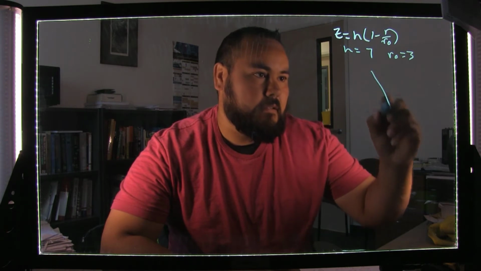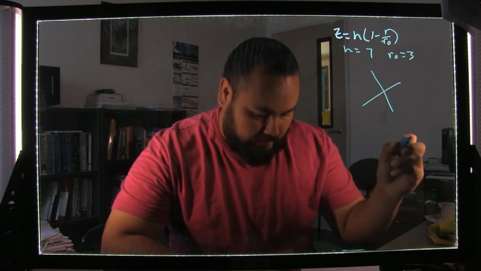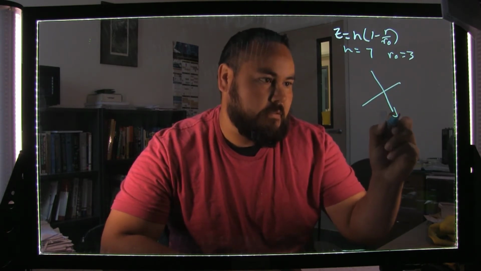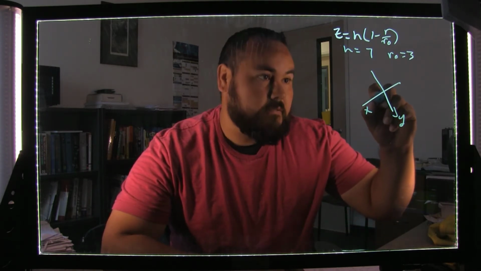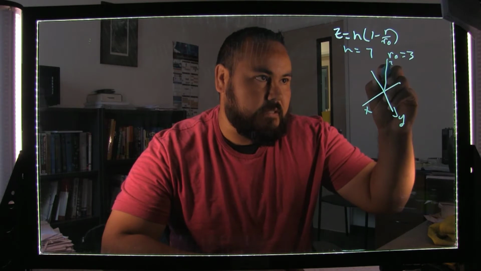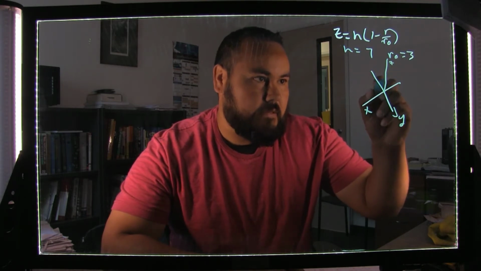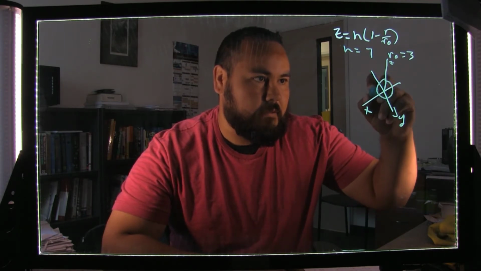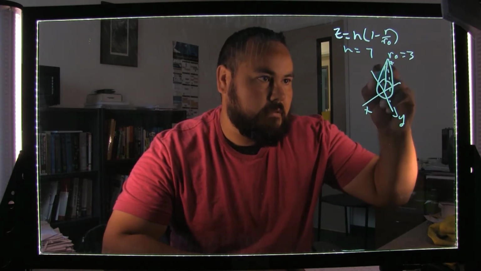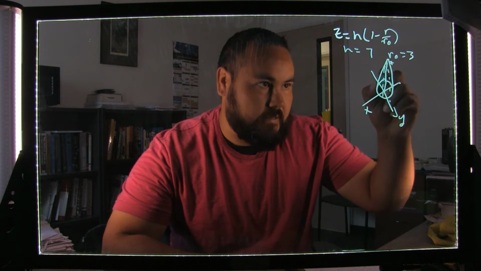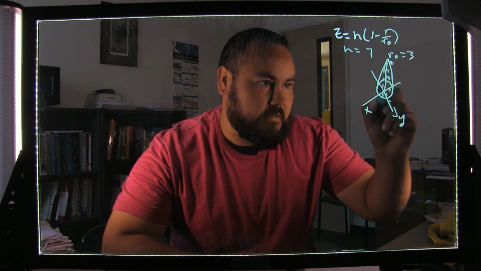I'm going to try to draw a picture of our cone. So this is y, x, and then straight up we have our z. And then we have our h. This right here is our r sub o.